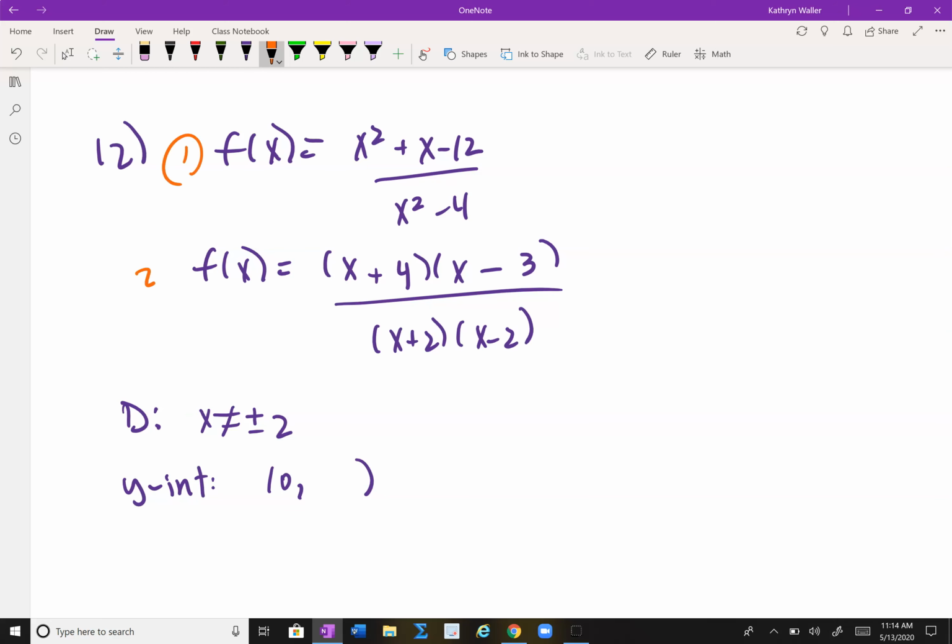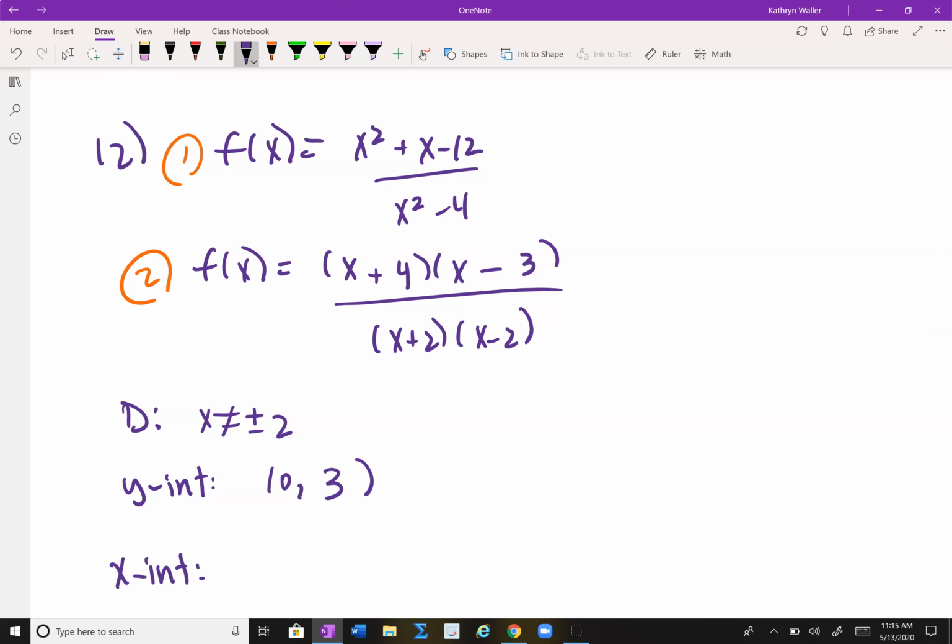I'll call this equation 1, equation 2, just for communication purposes. Definitely equation 1 is the easiest because all those x's would go away. So you'd have a negative 12 over a negative 4, which is a positive 3. Okay, and then they're asking you for the x-intercept.